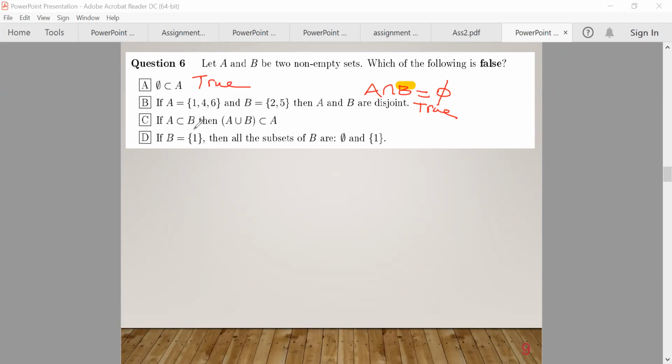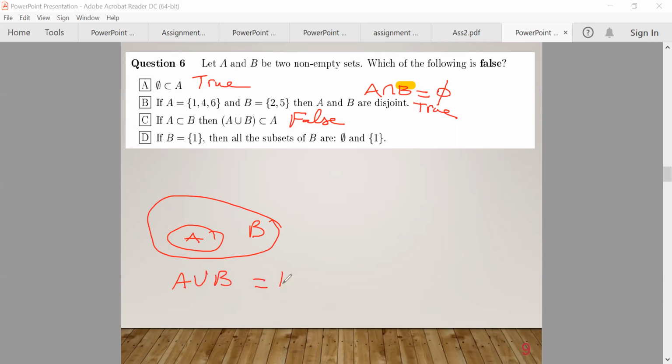If A is a subset of B, then A union B is a subset of A. This is false. Because if A is a subset of B, A is included in B, what is the union A union B? It's B, the larger set. So A union B is B. And here, B is not a subset of A, it's the opposite. A here is a subset of B. So this cannot be true.